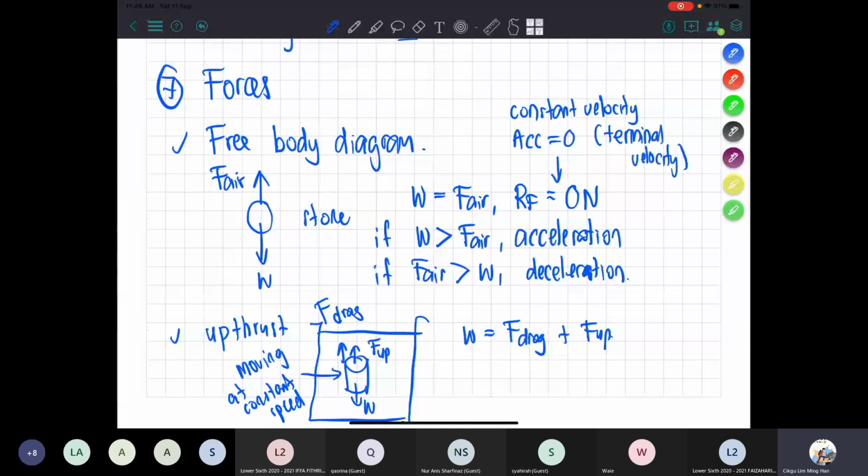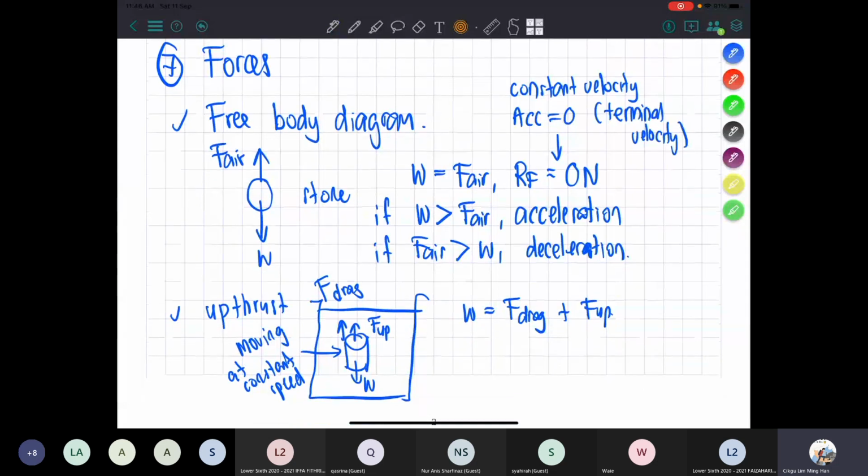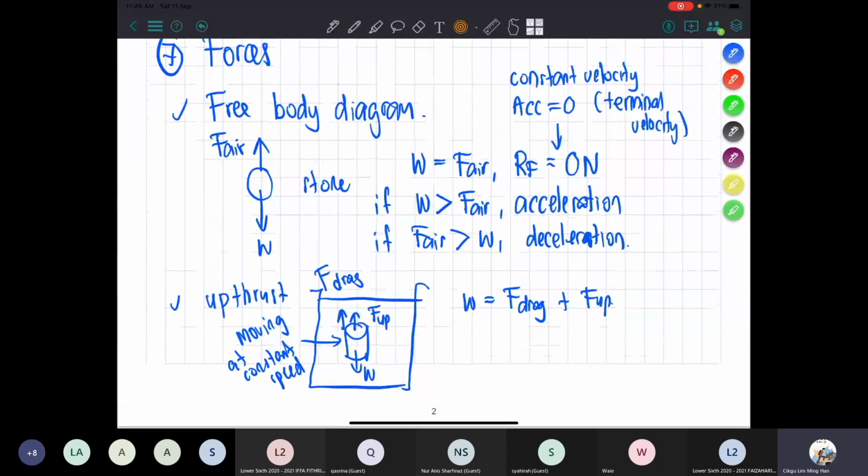Yeah, you stop me if you have anything to ask, I just carry on sajalah. The second analysis will be if the weight is more than the air resistance, then we have acceleration, the stone speeds up. If the air resistance is greater than the weight, therefore we have deceleration. That's why we have slowing down.